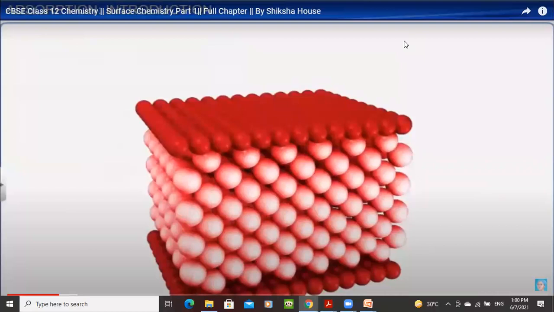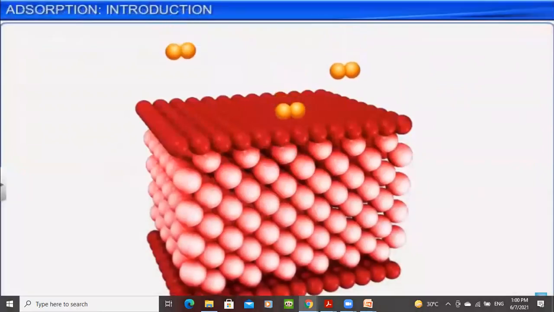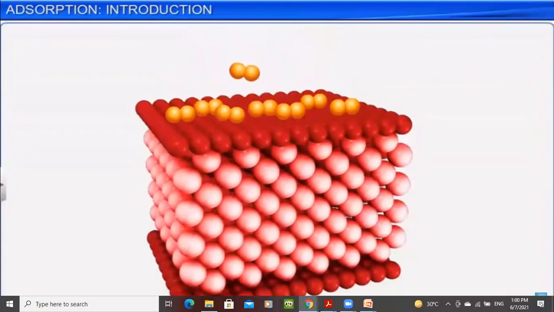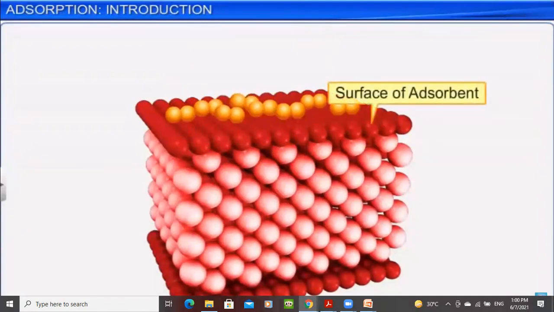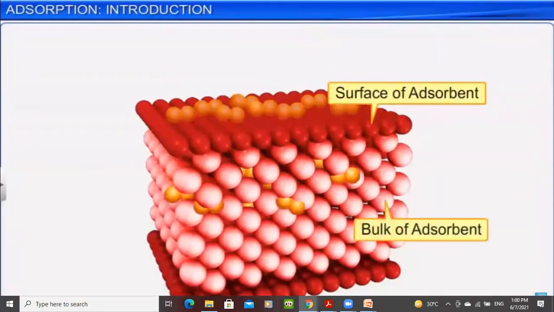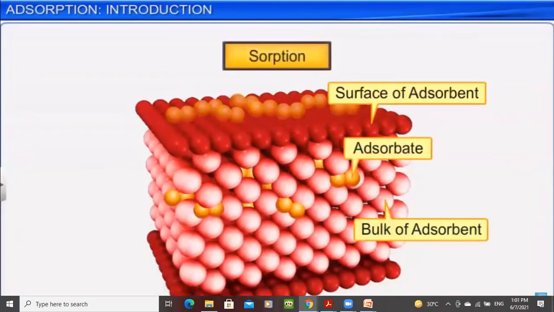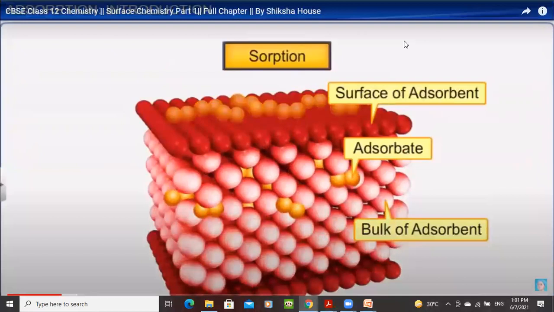Sometimes the molecules stick to the surface first, and then they also penetrate inside. So as you can see, first the molecules stick to the surface. This is known as surface adsorption. And when it moves inside the bulk, that is known as absorption. The process in which both take place at once is known as sorption.